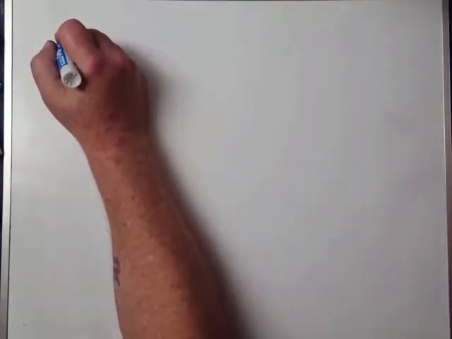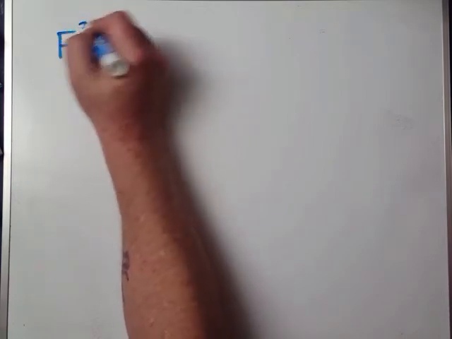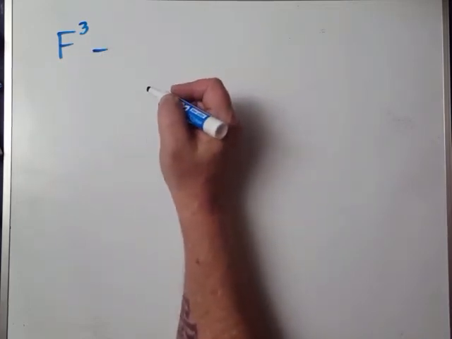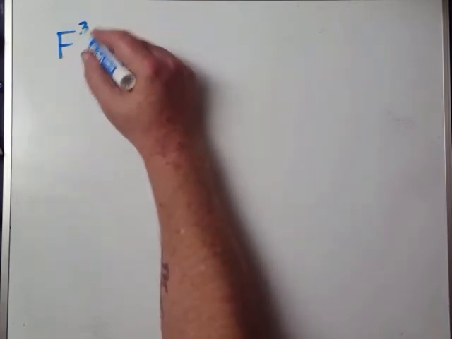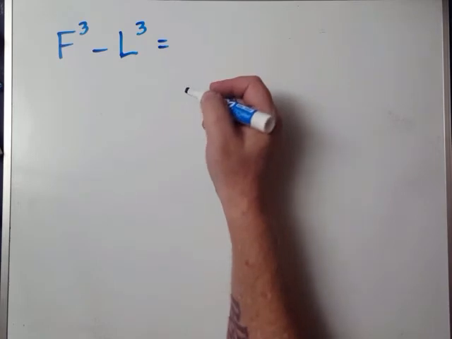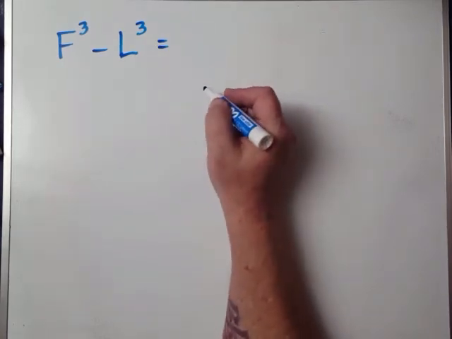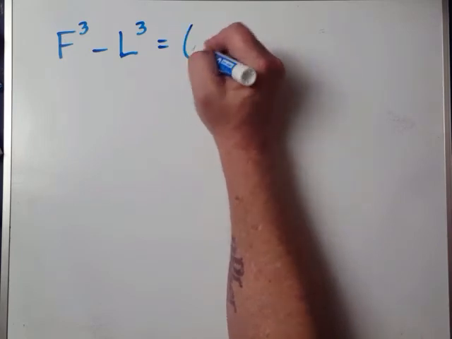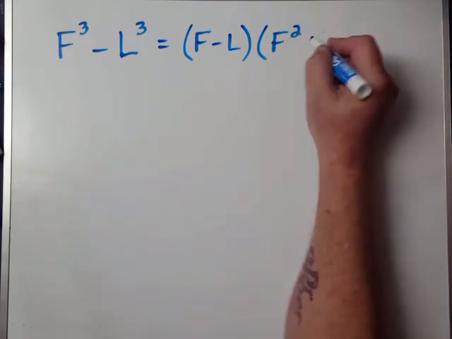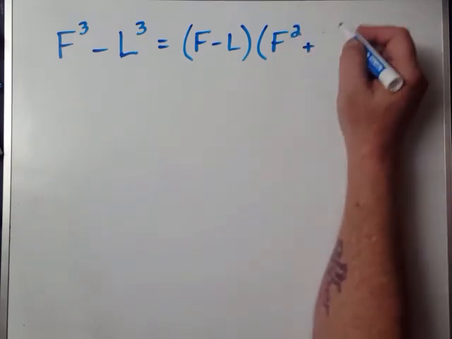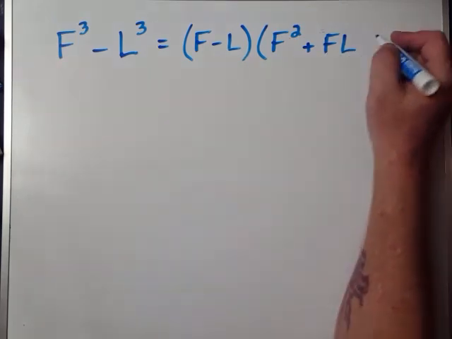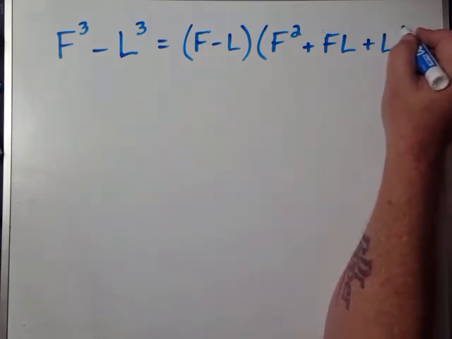If you have a first cubed, let's say minus, I'm going to write that low because I'm going to come back and put a plus. Let's say I have a difference of cubes. A first cubed minus a last cubed. It turns out that this is factorable, and it factors as the first minus the last times the first squared plus the first times the last. Notice it's not double first last, it's just plain first times last, and plus the last squared.